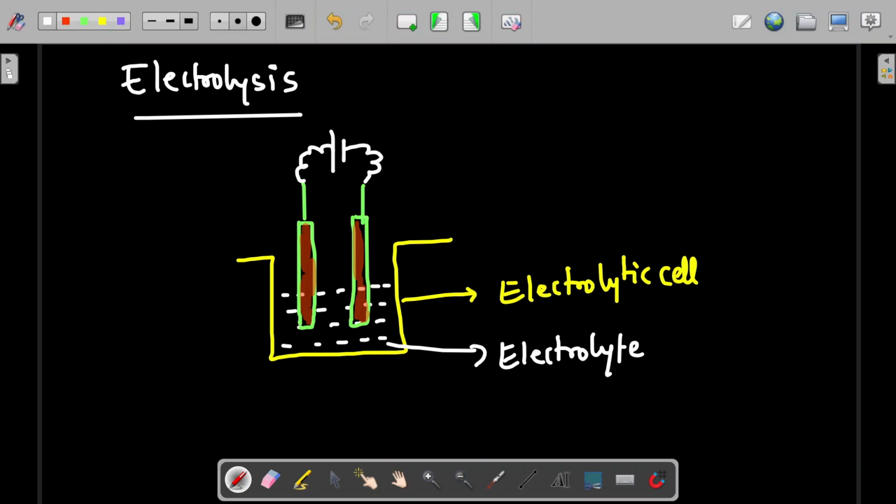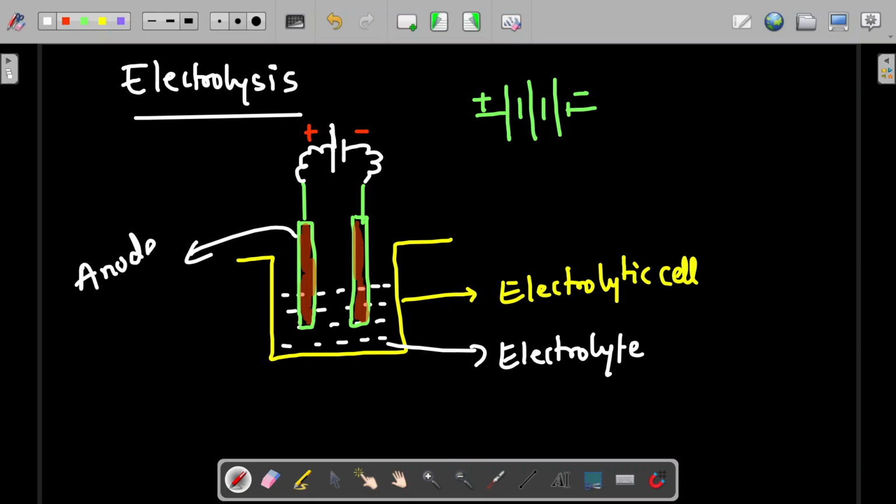Battery always gives you DC, direct current. The longer line will be the plus or positive terminal, the smaller line will be the negative terminal. In some cases you will have multiple cells like this, but it will always end with one bigger line and one smaller line. So this will be plus, this will be minus. Both of these are called electrodes. The one connected to the positive terminal is called the anode. The one connected to the negative terminal is called the cathode.